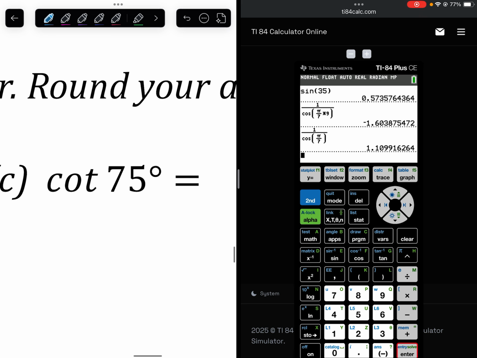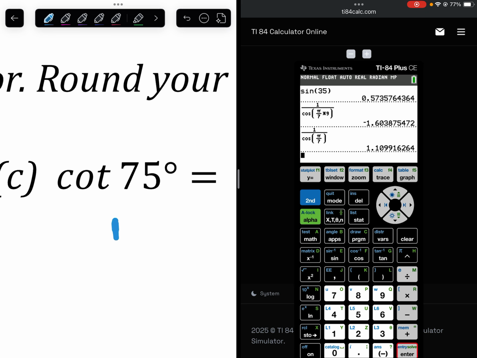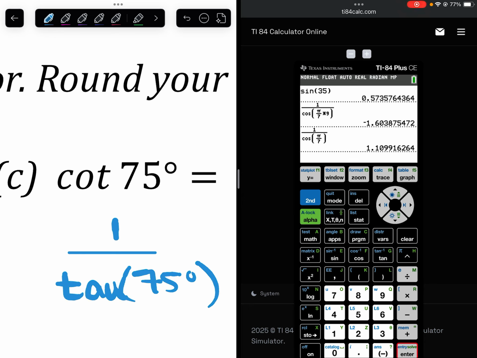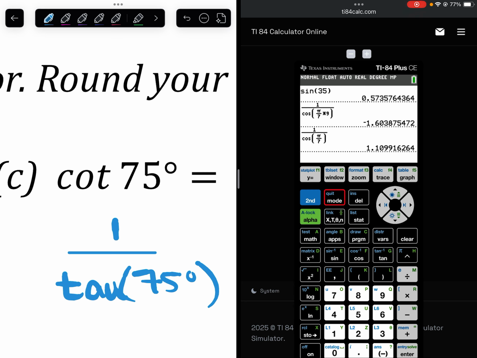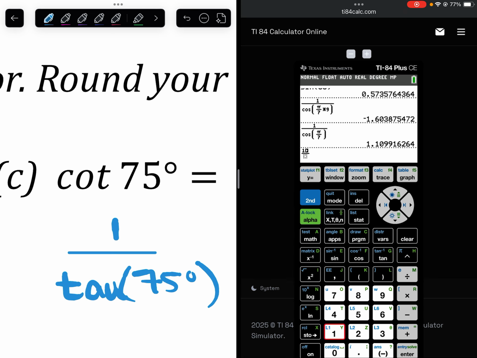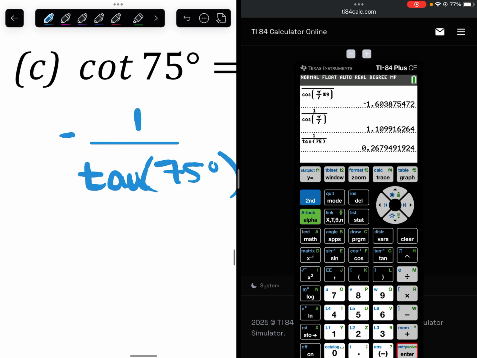Cotangent 75. Again, we don't have a cotangent button, but we have its reciprocal, tangent. So 1 over tangent of 75. Once again, mode button. Don't forget to change, and it's annoying. You are going to have to change back and forth. So alpha y equals 1 down tangent 75, close parentheses, 0.268.